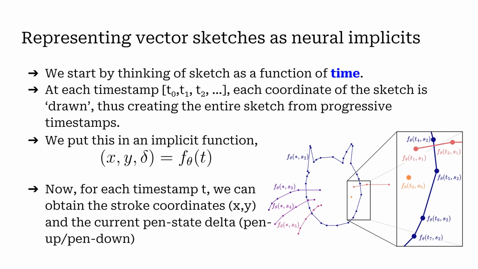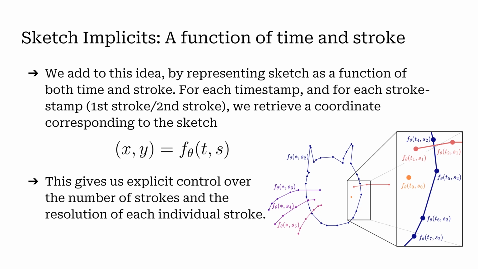allowing us to reconstruct the entire sketch by sampling different timestamps. We add to this idea by representing sketch as a function of both time and stroke. For each timestamp and for each stroke stamp, we retrieve a coordinate corresponding to the sketch. This gives us explicit control over the number of strokes and the resolution of each individual stroke.